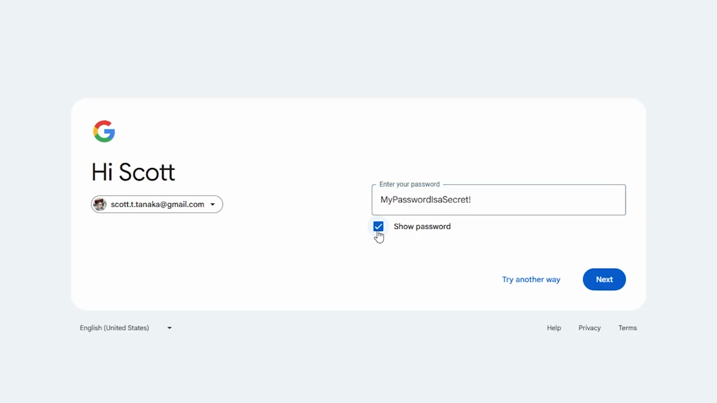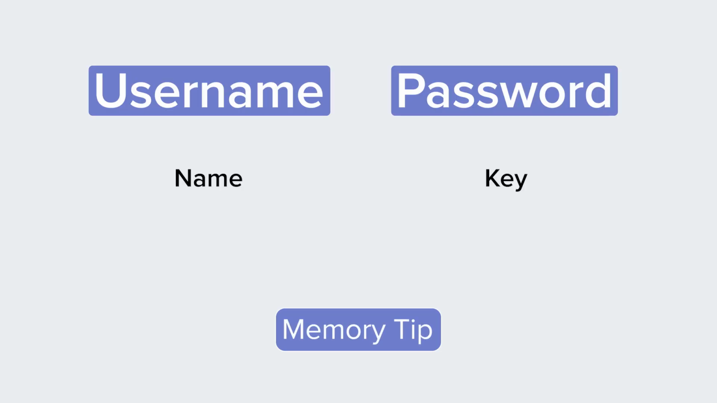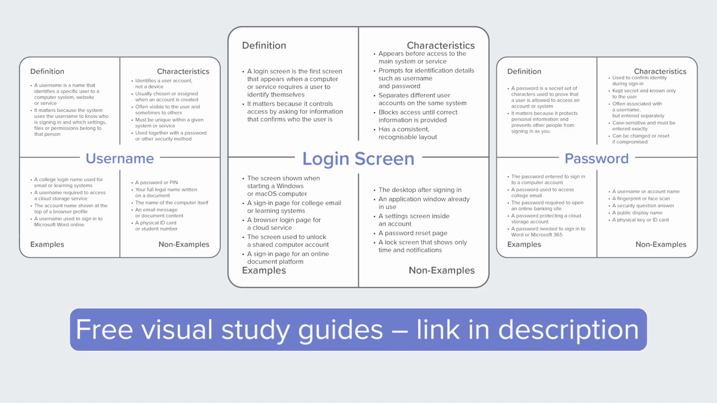Even though the layout is different, I still need the same two pieces of information. The username identifies me, and the password proves that it is really me. Think of it this way: username is your name, password is your key. You just need to remember name and key. You've now seen how these two terms work together on real login screens.